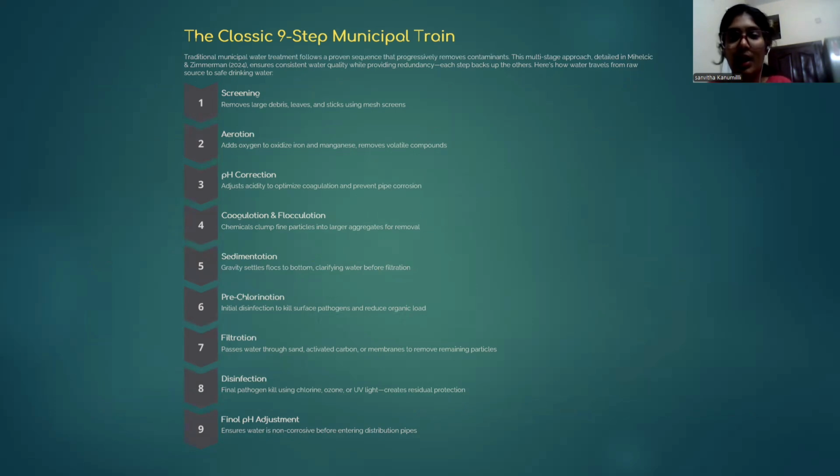Screening removes large debris, leaves, and sticks using mesh screens. And the next one is aeration, which adds oxygen to oxidize iron and manganese and removes volatile compounds. And the third one is pH correction.